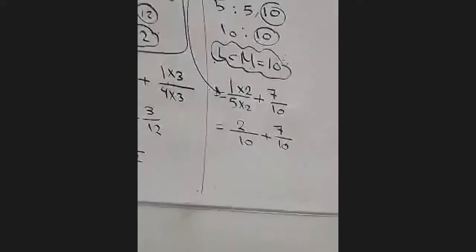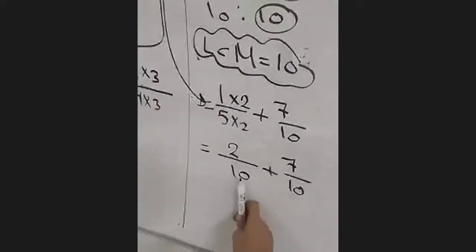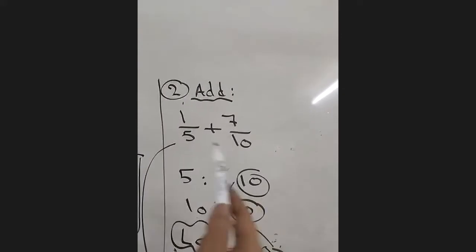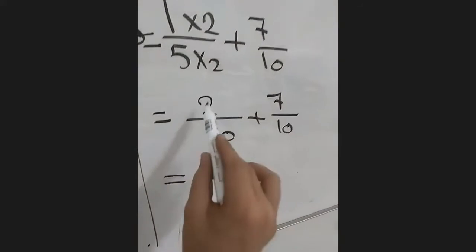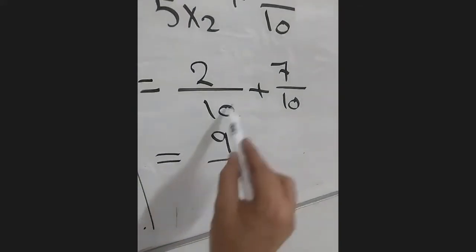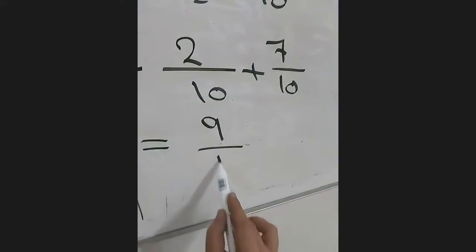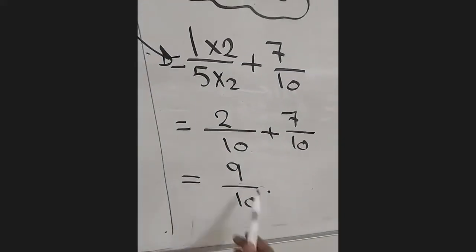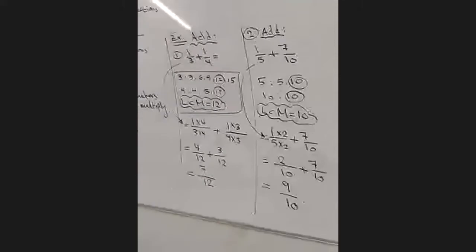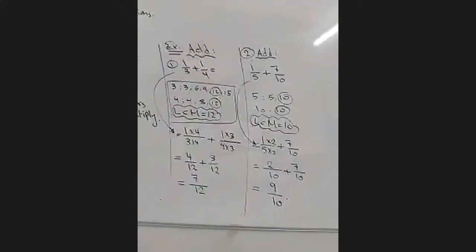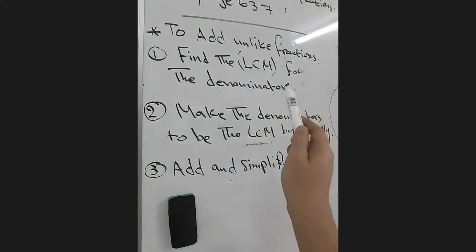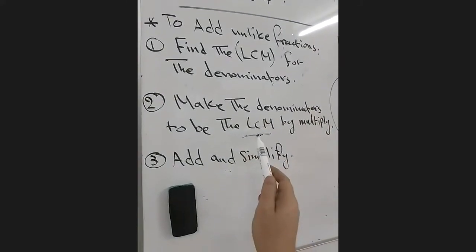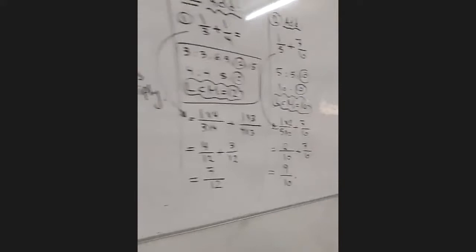Now what we have here, we have like denominators. Now we can add. Here we cannot add. Here we can add. So this is equal 2 plus 7, 9 over 10. No, take one of them. Don't forget that. And this is already simplified. This is how we add unlike fractions, guys. Hope you understand them. Let's revise the steps together. To add unlike fractions, find the least common multiple, make the denominators the least common multiple, add and simplify.